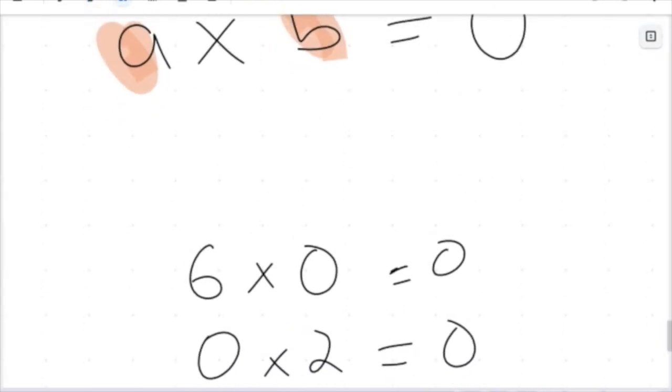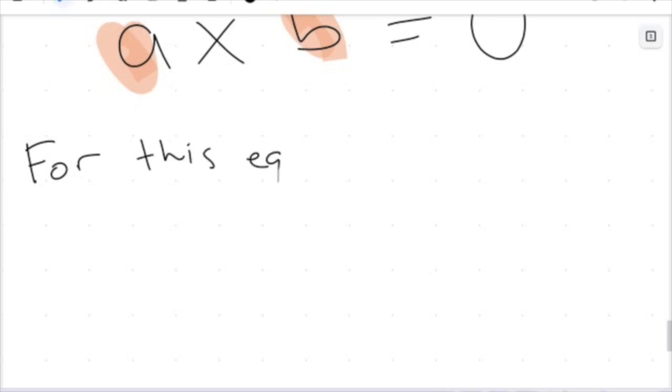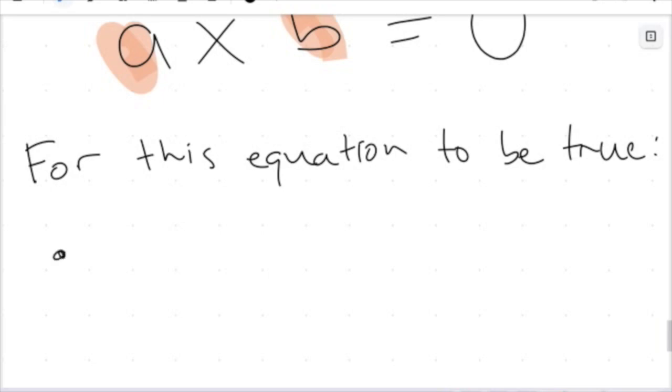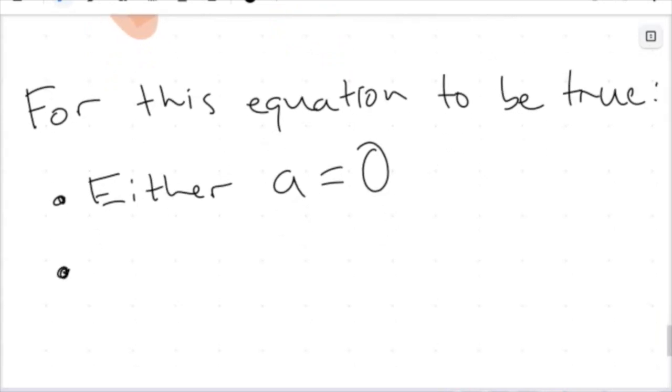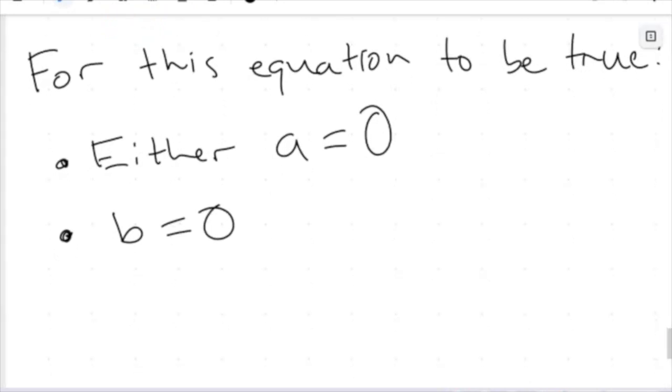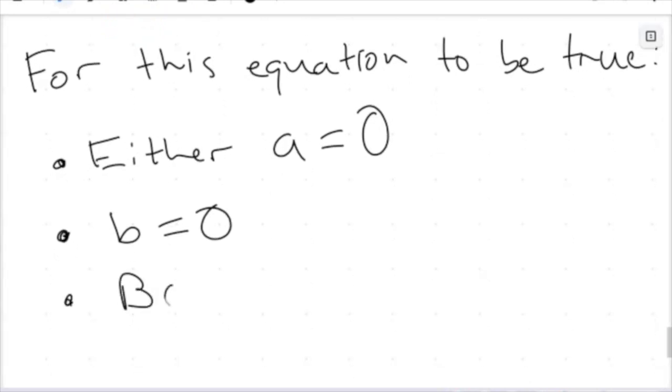So I'm going to write that here just for a bit of a recap. So for this equation to be true, either A equals 0, B equals 0, or both are 0.